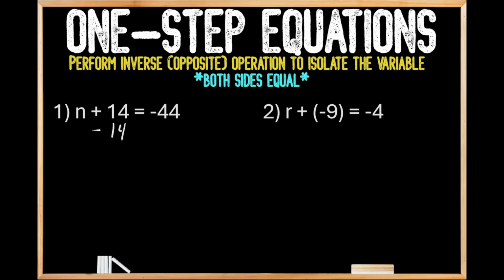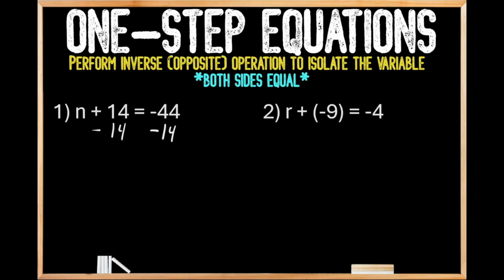But this brings up a very important point here that we can see up top highlighted in blue, which is that we need to keep both sides of the equation equal. So since we're subtracting 14 from the left-hand side of this problem, we need to make sure that we're doing the same thing to the right side of this problem as well. So we're also going to be subtracting 14 from the right-hand side of this equation as well.